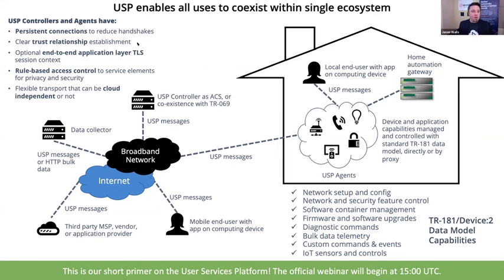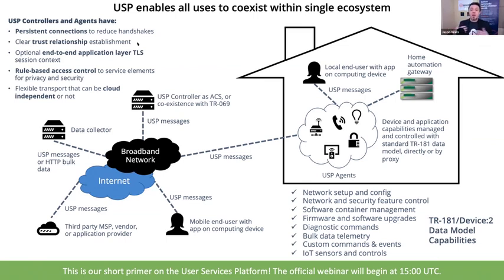The other thing I do want to point out here is that we do have some out-of-band mechanisms for data collection too. So you can set up, via bulk data collection, a sort of massive polling mechanism of the information that you want and send it to a specific server that is meant to collect that data. You can do that over USP, or you can do it over the HTTP bulk data mechanism.